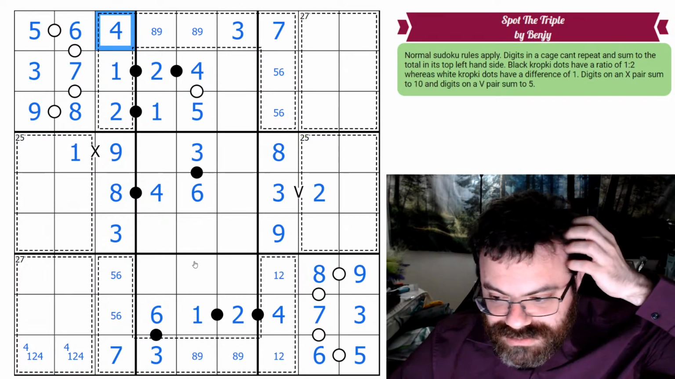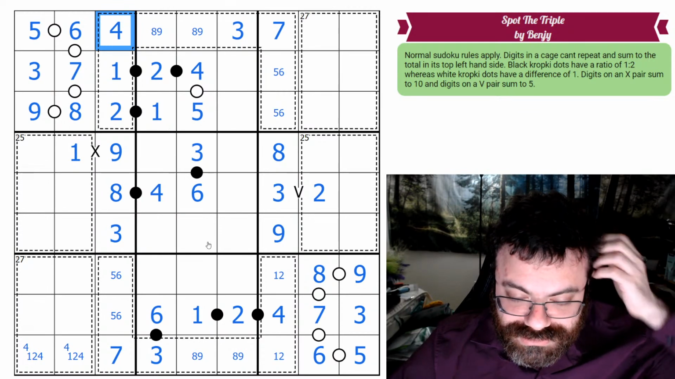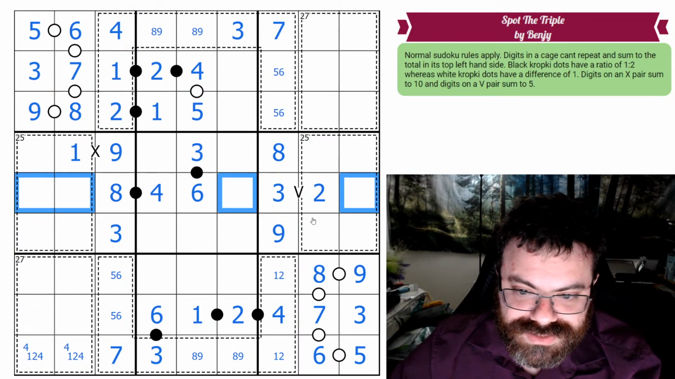Solving was good. This is our last puzzle of the night, unfortunately, but we had some really nice puzzles tonight.